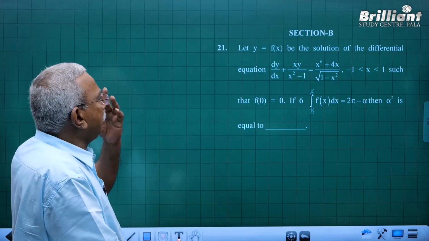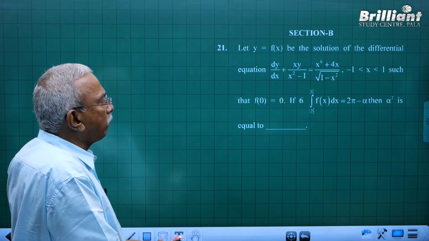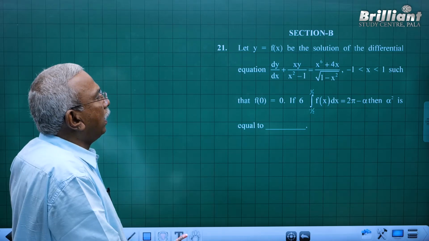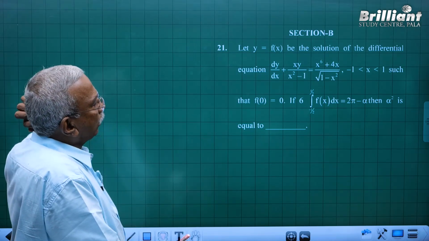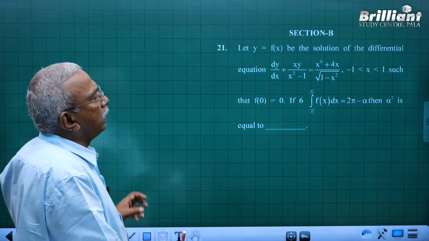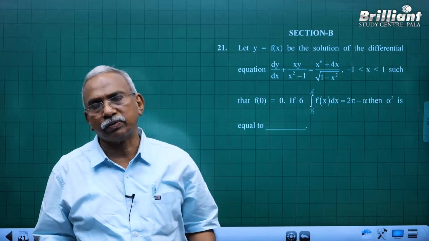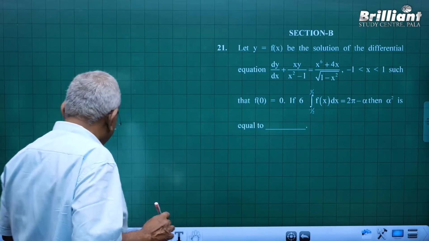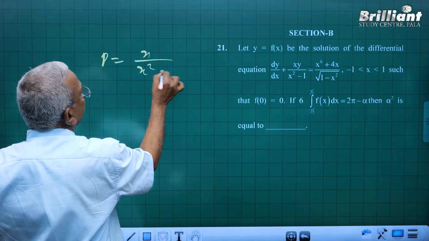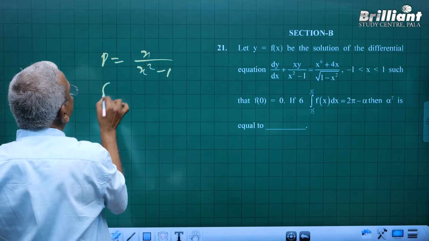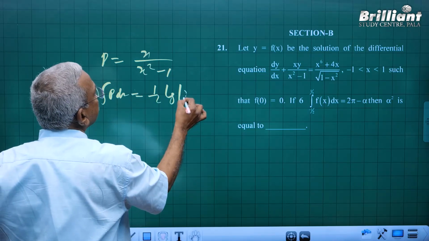Let y is equal to f of x be the solution of the differential equation dy by dx plus xy by root x square minus 1 equals x raised to 6 plus 4x divided by root of 1 minus x square. Look at this, root of 1 minus x square, and this will be the condition that x lies between 1 and minus 1. So, you find this is a linear equation with p equal to x divided by x square minus 1. When you find the integral of p dx, it is in the form 1 by 2 log mod x square minus 1.